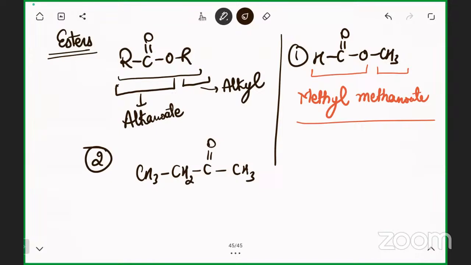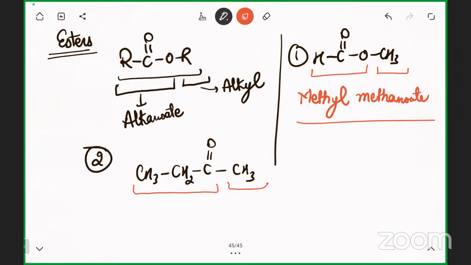Speak fast. First, you'll do the alkyl portion. This one is the alkyl portion. This is the alkanoate portion. See, alkyl will be the one which has the lesser number of carbon atoms. Okay, so I will do one more example.